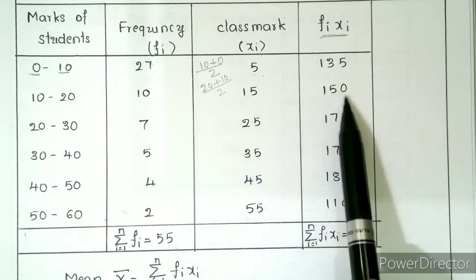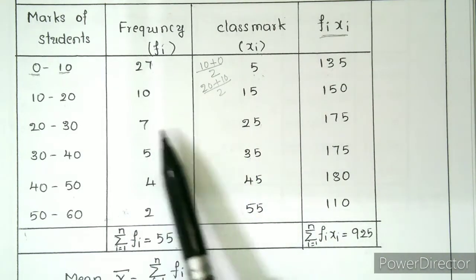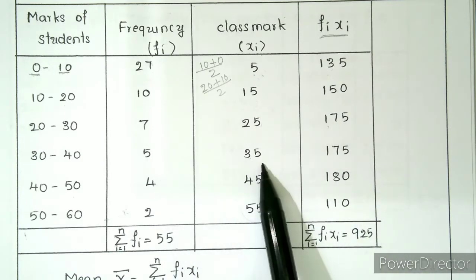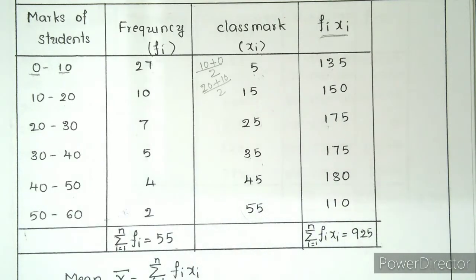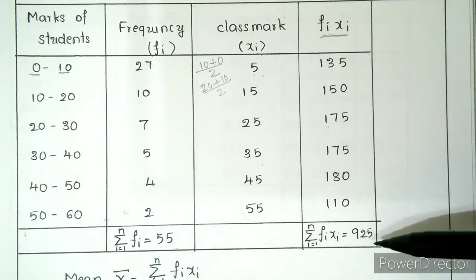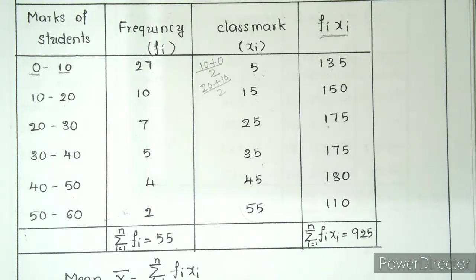10 into 15 you get 150. 25 into 7 you get 175. 5 into 35 you get 175. 4 into 45 you get 180. And 2 into 55 you get 110. So when you add all the terms you get 925. So this is the summation i equal to 1 to n of fi xi.